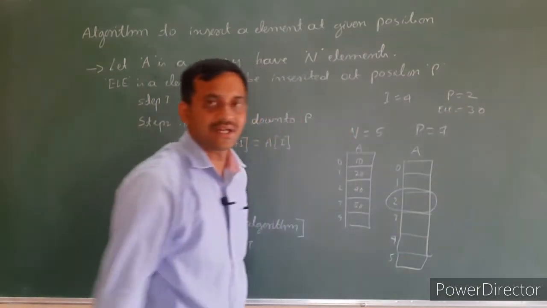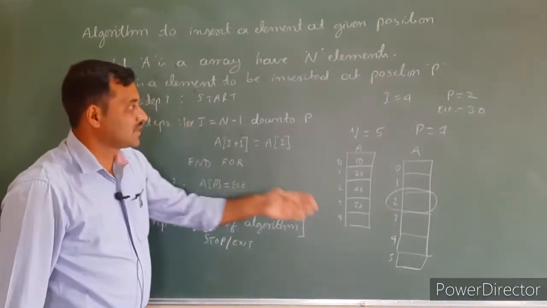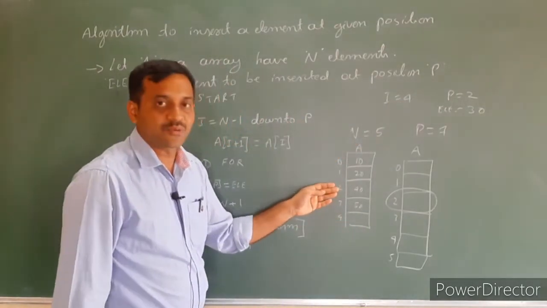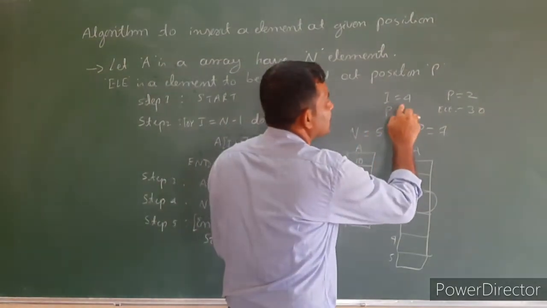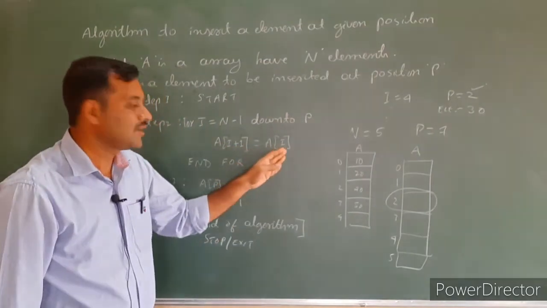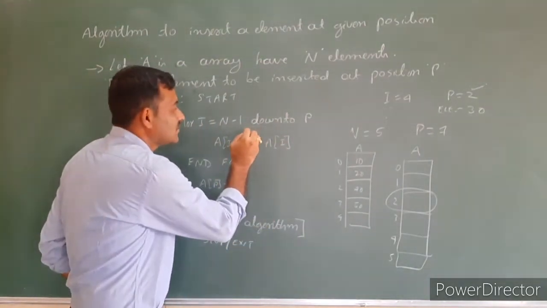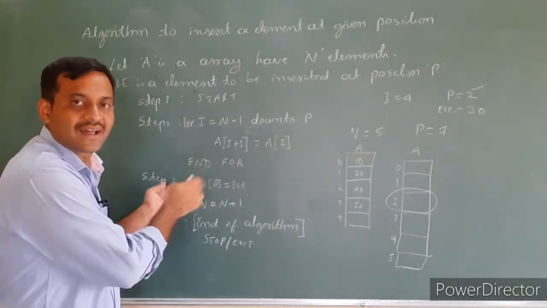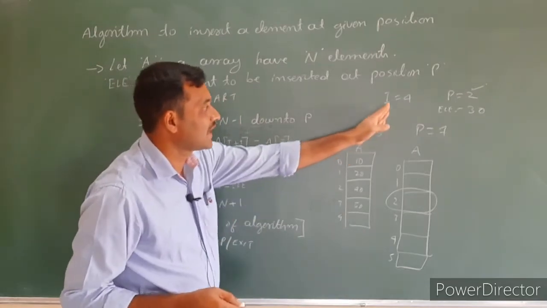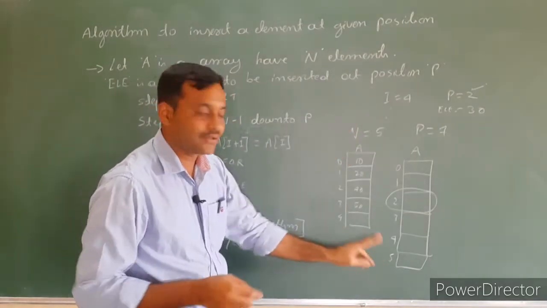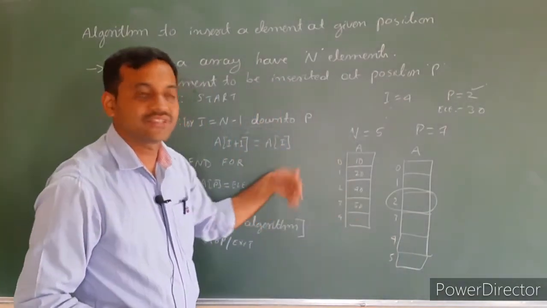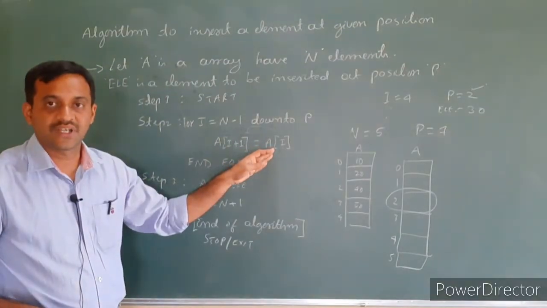That is our example. So I value is n minus 1. In this example I value is 4. Down to P, we have to move from this position to this position, down to P. So P position is 2. Every time, A of I value, this value is assigned to the I plus 1 position. Left side to right side we have to assign. Here I value is 4, I plus 1 refers to 5. So this value is assigned to the next position. Like this we have to shift up to the P position.